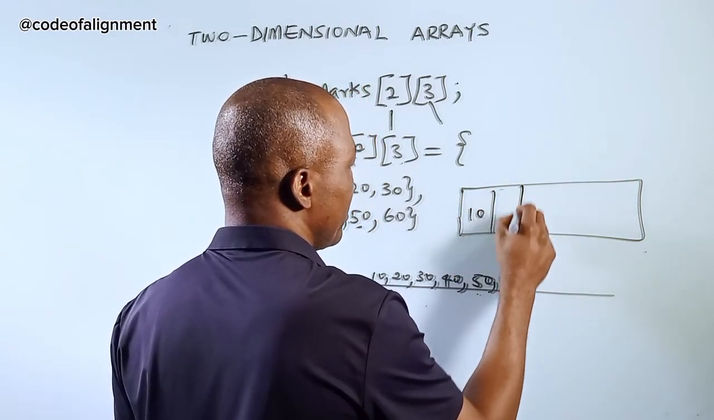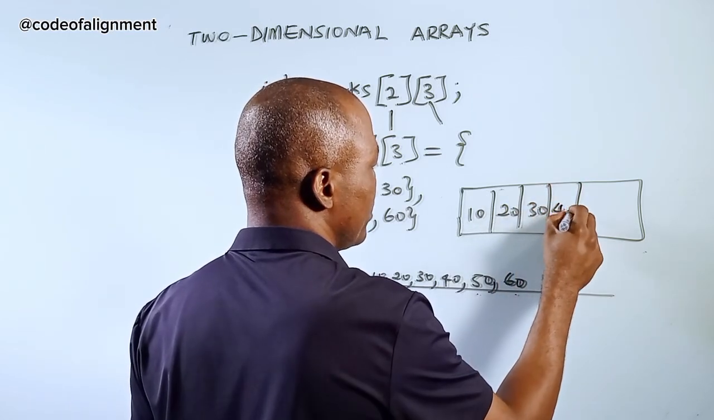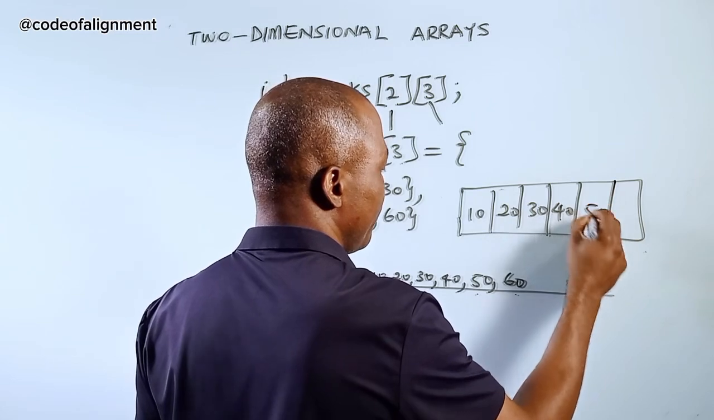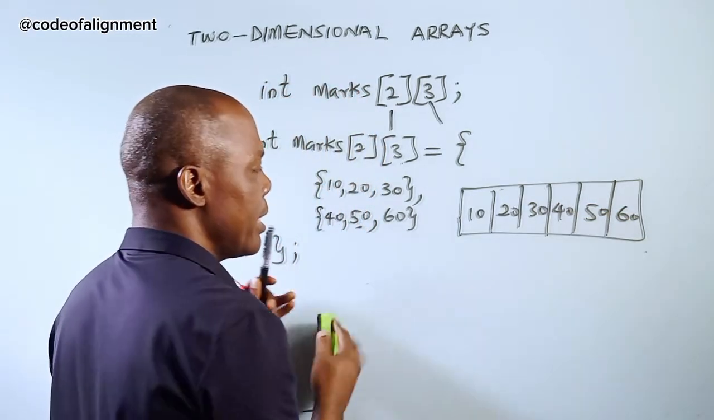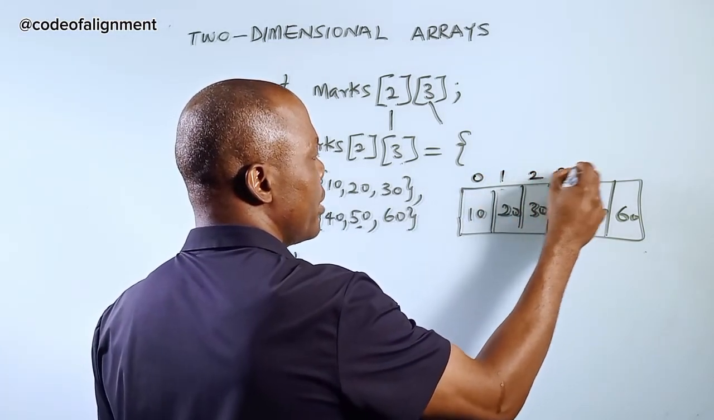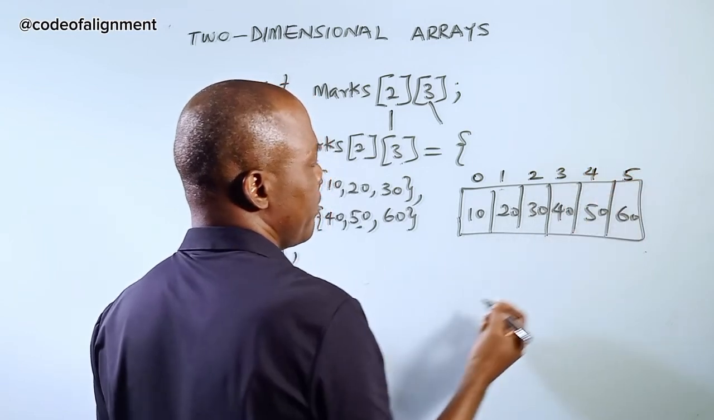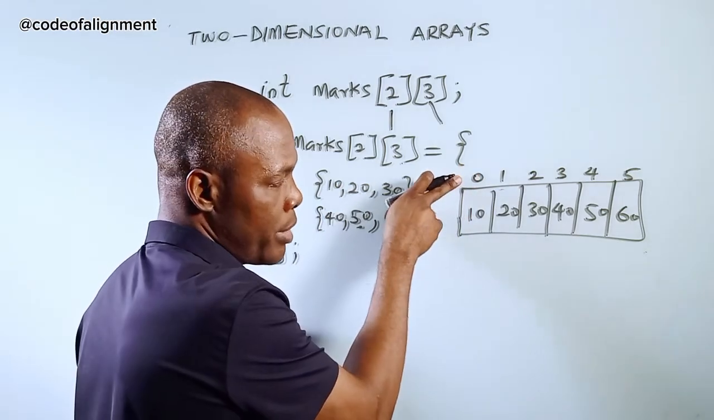So this is 10, this is 20, this is 30, this is 40, 50, 60, right? And then I'm going to have 0, 1, 2, 3, 4, 5. So 1, 2, 3, 4, 5, 6. So starting from index 0.